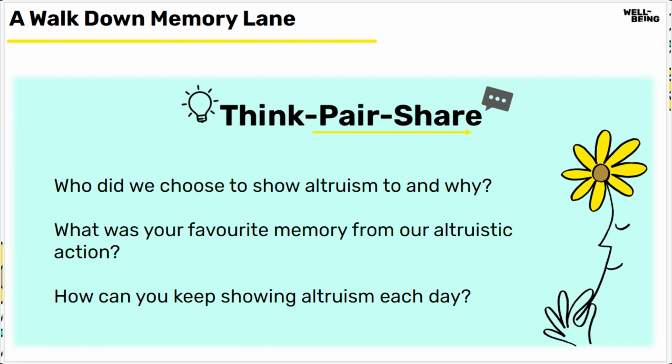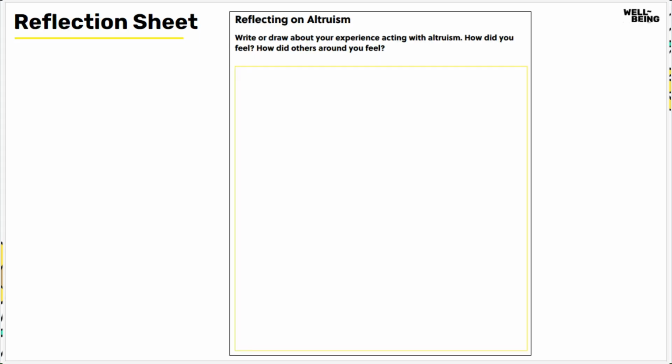Lesson 13 allows students to reflect on what they've learned and their experience with altruism, both together and independently, with the Reflecting on Altruism worksheet or through journaling. This gives students time and space to internalize the good that came from their actions and collaboration.